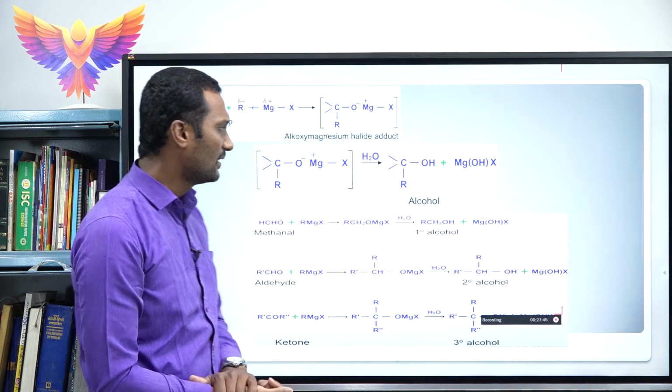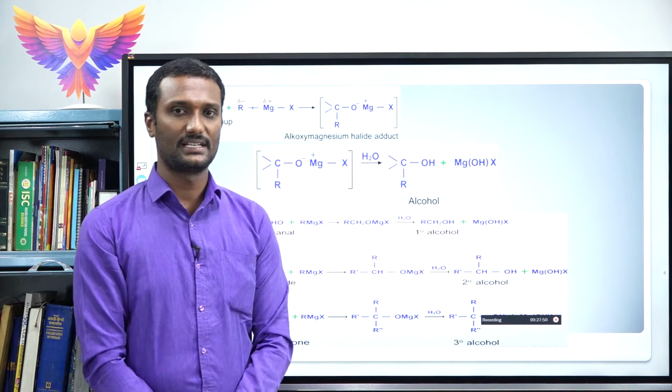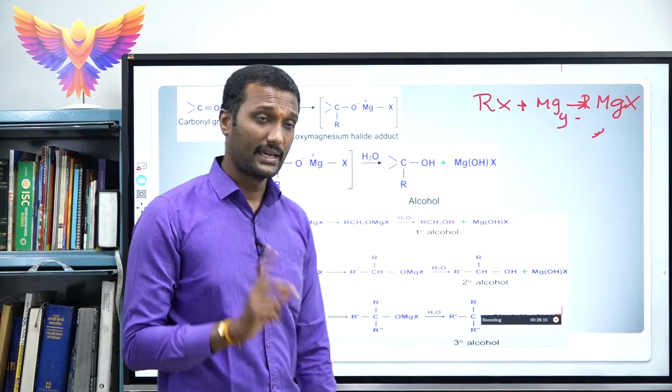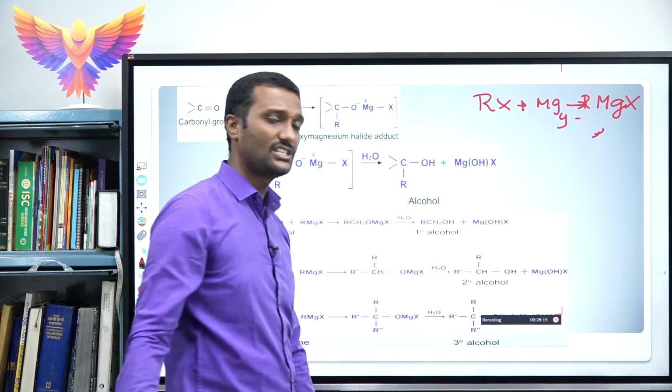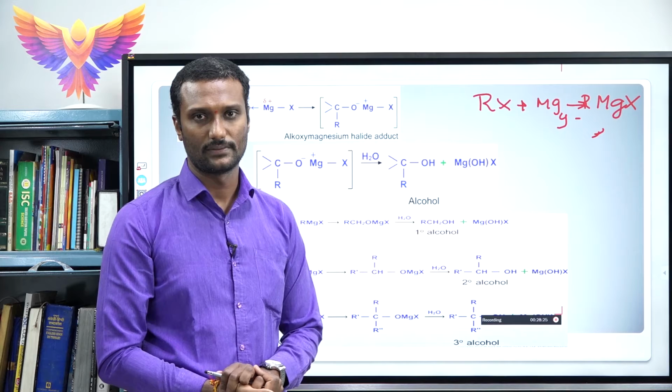Okay students, again we are going to study how to prepare an alcohol from a Grignard reagent. We know the Grignard reagent very well. In the first chapter, haloalkanes, we learned about the Grignard reagent. A Grignard reagent is obtained when an alkyl halide reacts with magnesium. We call it RMgX. Again I will repeat, an alkyl halide reacts with magnesium to form RMgX. It is called a Grignard reagent.